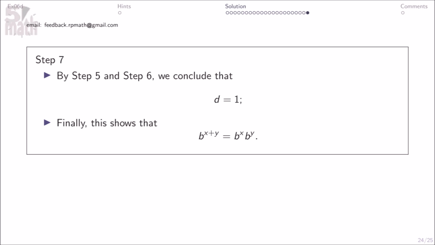Step 7. By step 5 and step 6, we conclude that d = 1. Finally, this shows that b^(x+y) = b^x b^y.